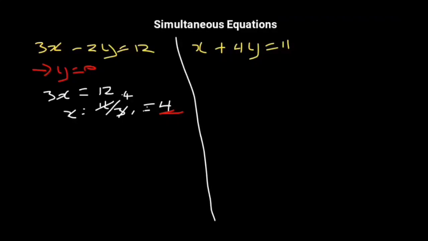Now we need to let x equal to 0. And then we're going to simplify, work it the same again. So we're going to rewrite our equation again. We have 3x minus 2y is equal to 12.